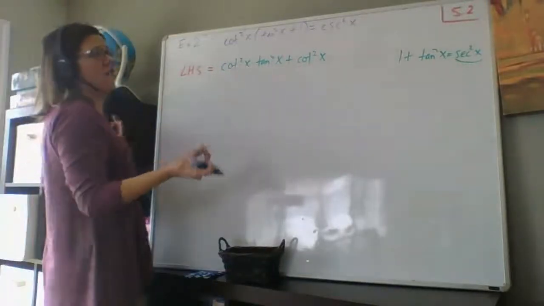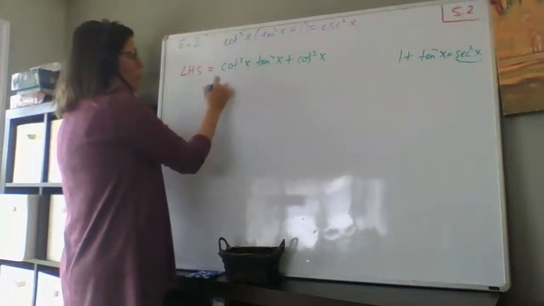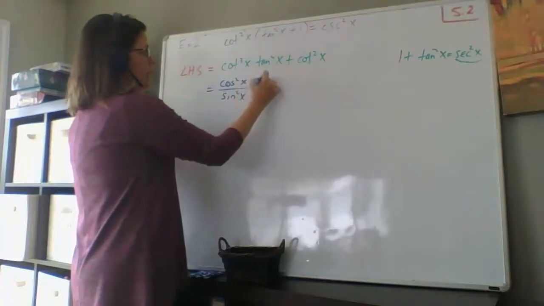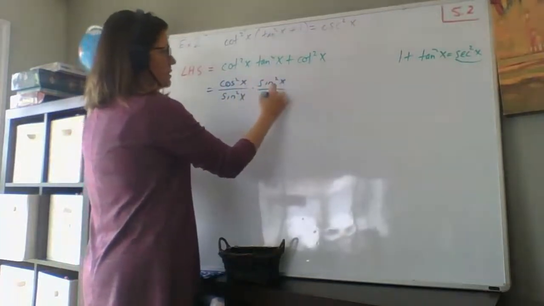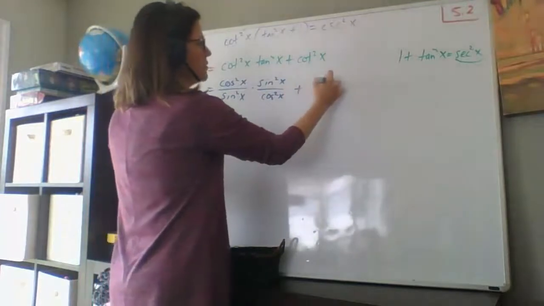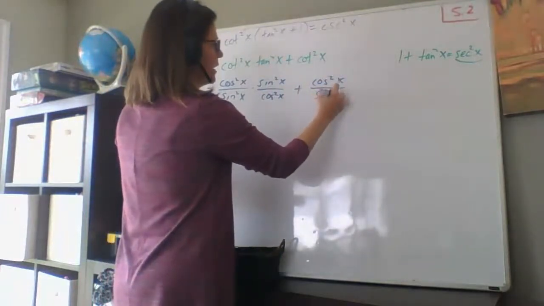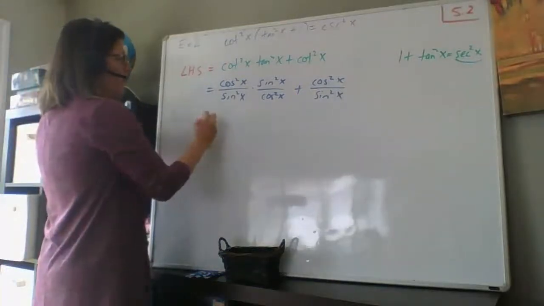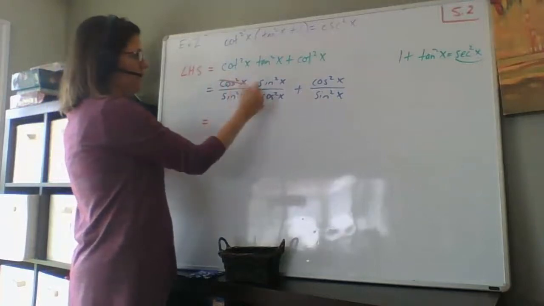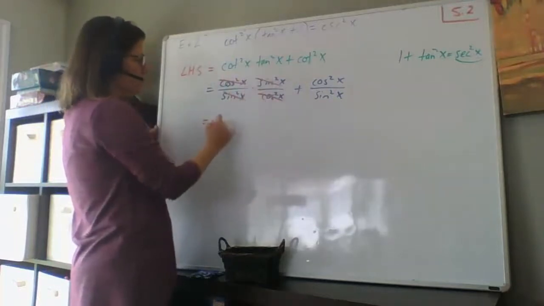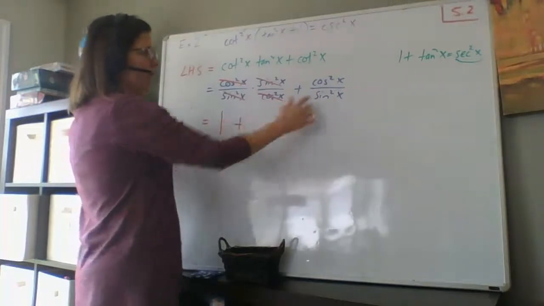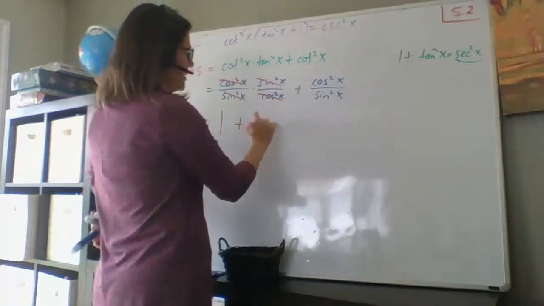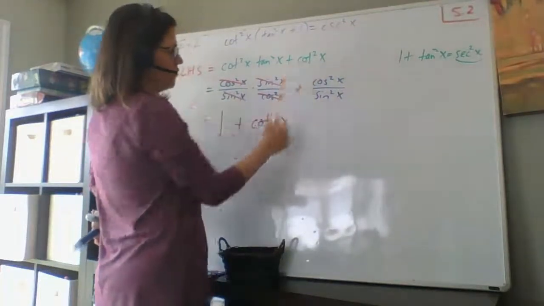Now if we write everything in terms of sines and cosines, we'd get cosine squared x over sine squared x, times sine squared x over cosine squared x, plus cosine squared x over sine squared x. Now let's simplify. In this situation, our cosine squareds cancel, but also our sine squareds cancel, so we end up with just 1. Over here, we have cosine over sine, so we could rewrite that as cotangent squared x.